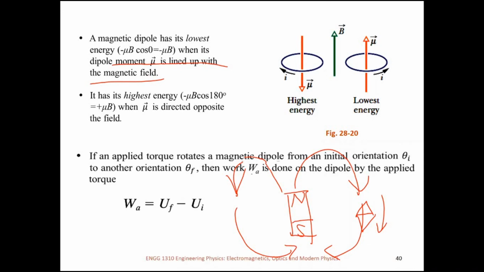Then if an applied torque rotates the magnetic dipole from an initial orientation theta I to another orientation theta F, then the work done W_A on the dipole by the applied torque is W_A equals U_F minus U_I. So this is basically just the difference between the two.